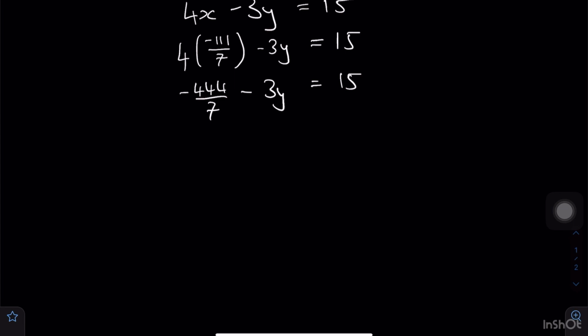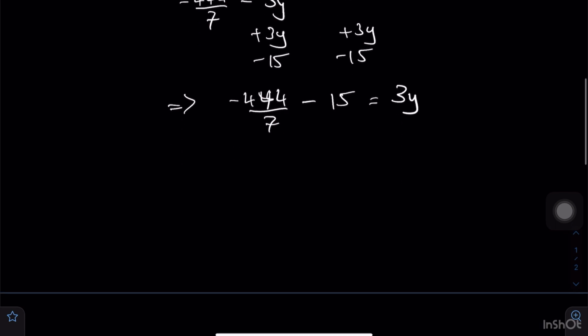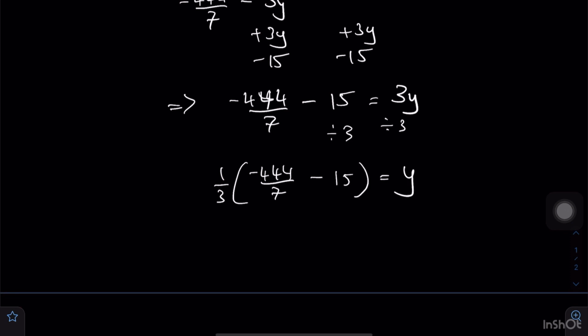So now we want to make y the subject of the equation so that we can find what y is equal to. Here I'll add 3y to both sides and subtract 15 from both sides, so that we have the y term on one side and the constants on the other side. So then this becomes minus 444 over 7 minus 15 is equal to 3y. Now we need to divide both sides by 3. So we have 1 over 3 times minus 444 over 7 minus 15 is equal to y.